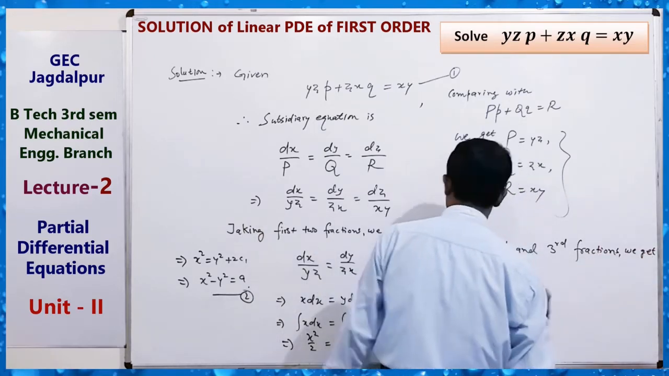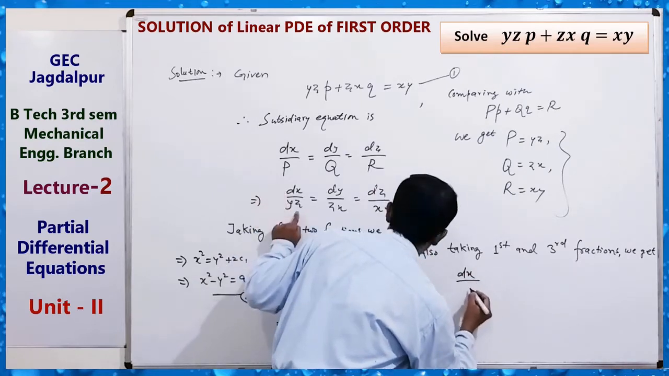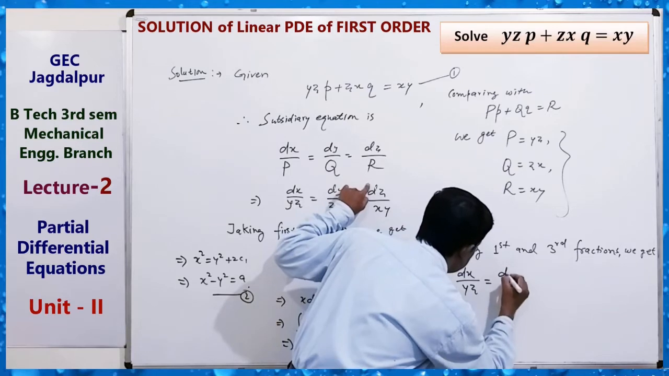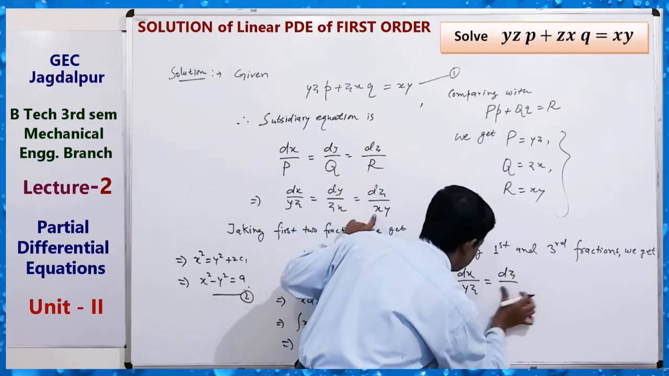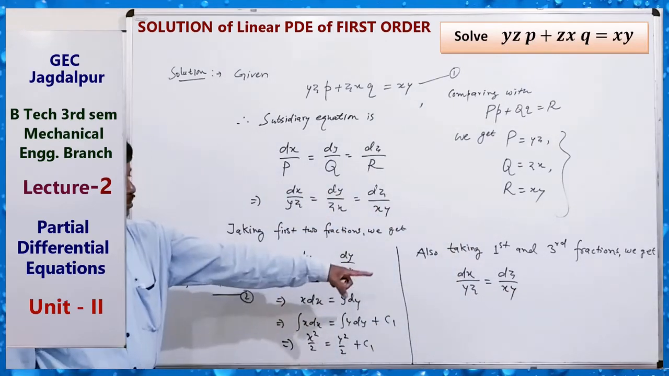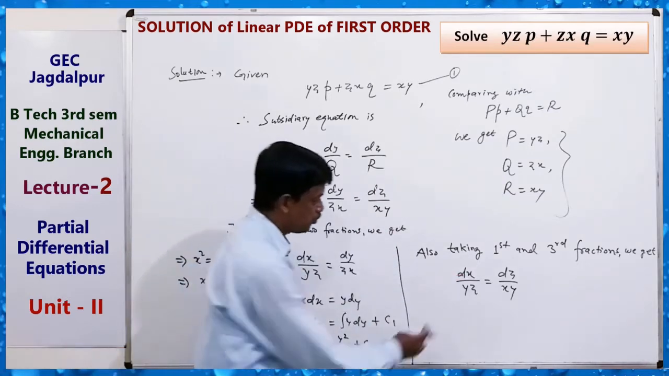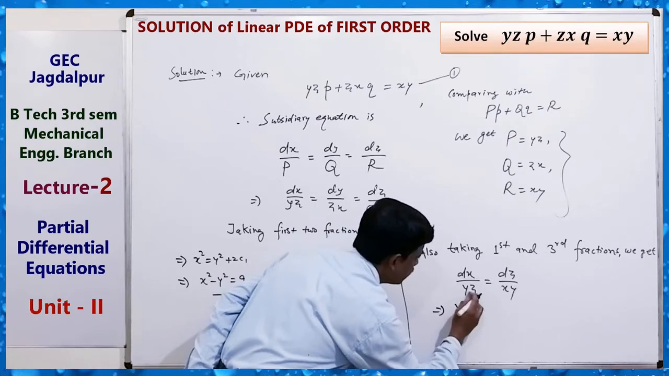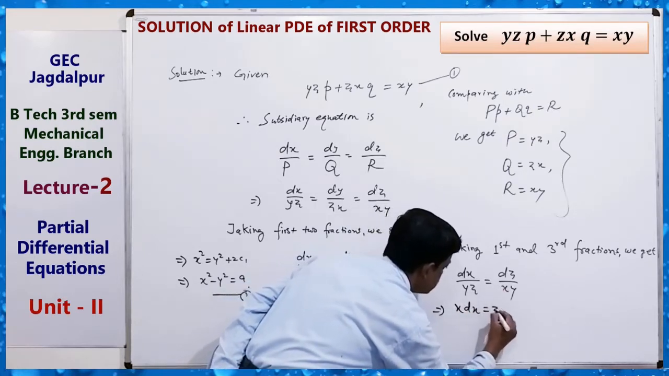First and third fraction. dx upon yz equals dz upon xy. So y cancels, and we can write x dx equals z dz.